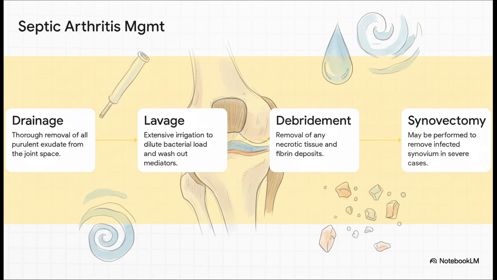The approach is multi-pronged and aggressive. It starts with a thorough drainage of all the pus. That's followed by an extensive lavage. We're talking about flushing the joint with liters and liters of fluid to dilute the bacteria and wash out all those inflammatory mediators. We'll often combine this with a debridement to remove any dead tissue and fibrin, and sometimes even a synovectomy to get rid of infected synovial tissue.